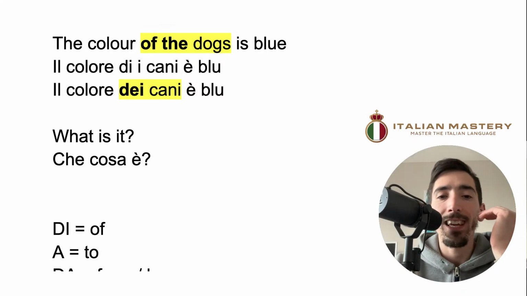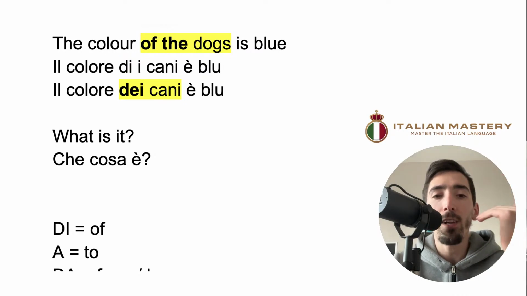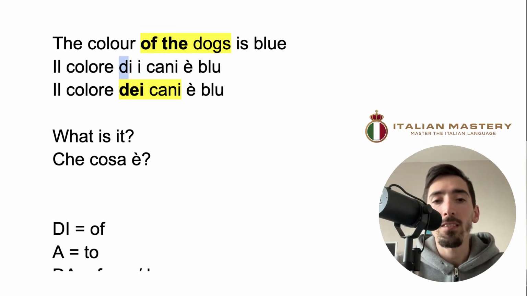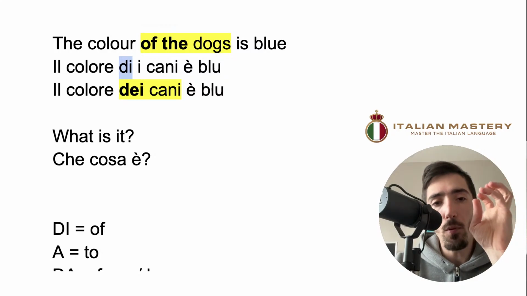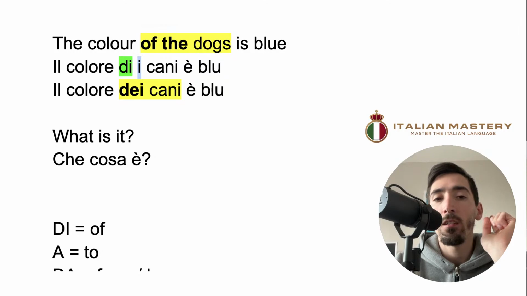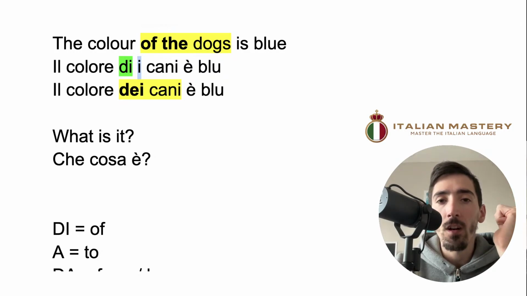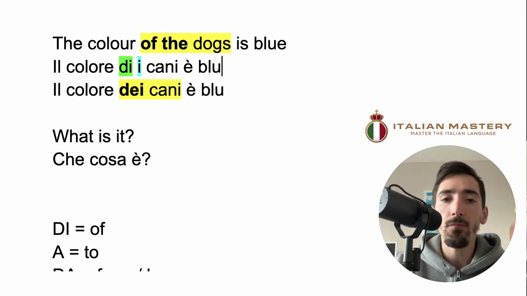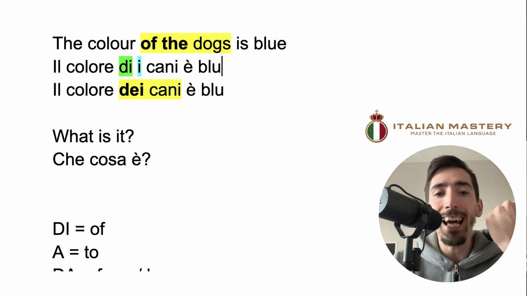But this is very tricky. I mean, it would be very strange to pronounce "il colore di i cani." So di plus i, which means of, the simple preposition of, plus the definite article i, come together to form dei.